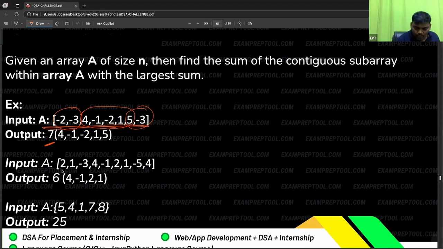Now, can you see this problem also? In this array, take the continuous subarray whose sum is maximum. 4, minus 1, 2, 1. So 6 is the maximum.